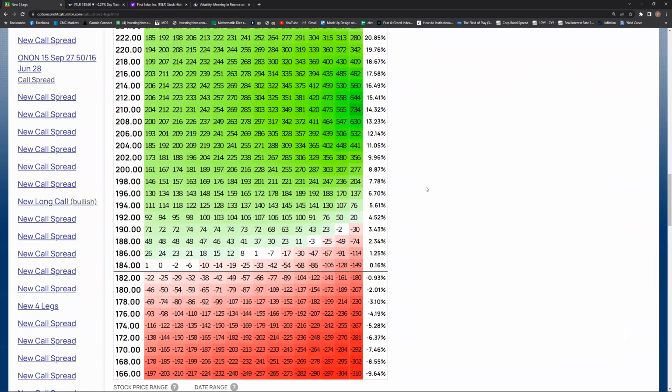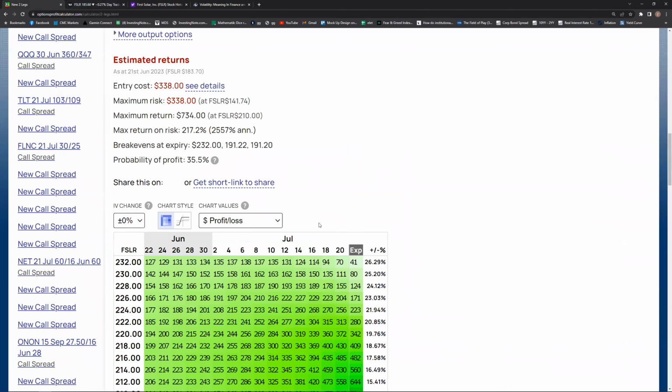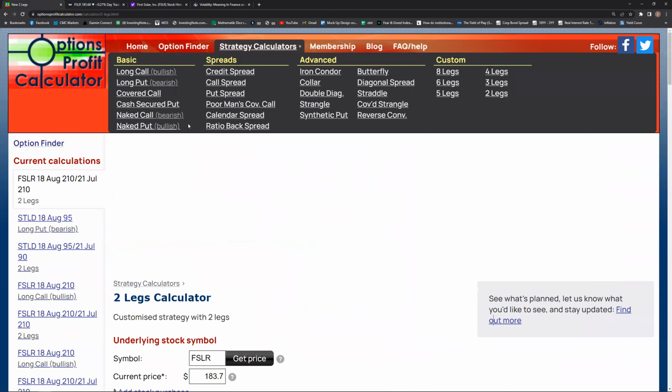So now let's take a look at what happens after the July expiry. In this case, let's just look at a simple long call.